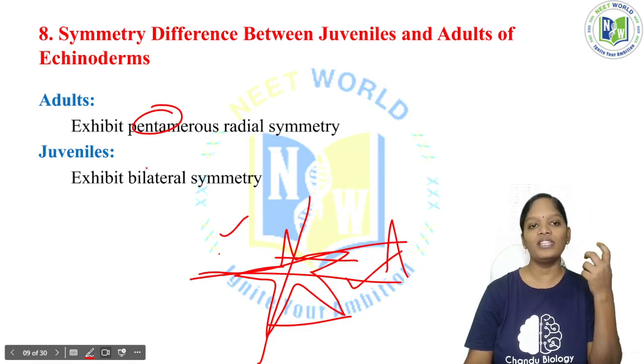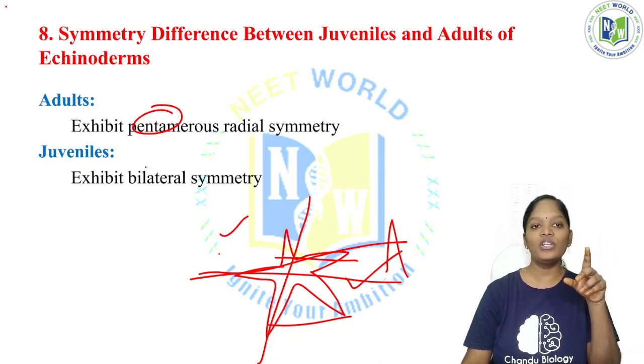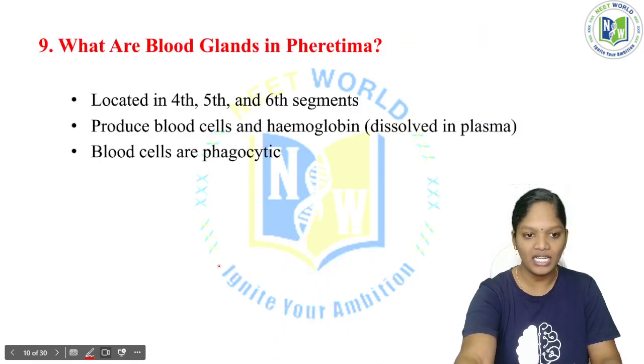Okay, so this is the difference between juveniles as well as the adults of the echinoderms with respect to the symmetry. Okay, the question is asking with respect to the symmetry, right?